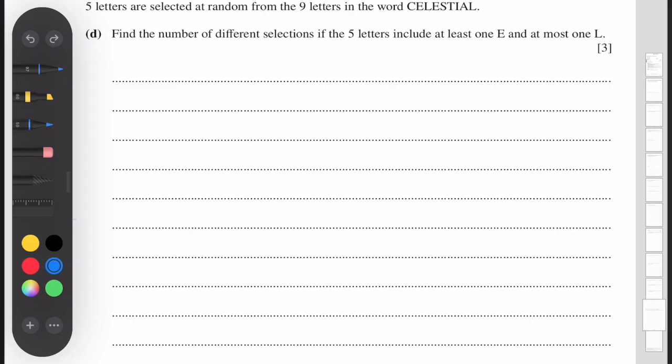Let's start with a simple question. 5 letters are selected at random from the 9 letters in the word celestial. Find the number of different selections if the 5 letters include at least one E and at most one L.